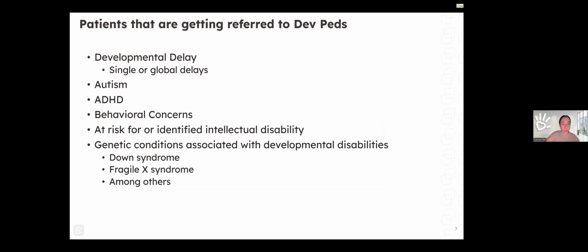Certainly, we get a lot of referrals for autism, for ADHD, for general behavioral concerns without any specific diagnosis, those that are identified at risk for or have a formal intellectual disability diagnosis. And then certainly we see a lot of genetic conditions associated with developmental disabilities. We have dedicated Down syndrome and Fragile X syndrome clinics, and we see a broad amount of other genetic conditions as well that get referred to us, not for management of the genetic condition, of course, but for their developmental and behavioral needs.